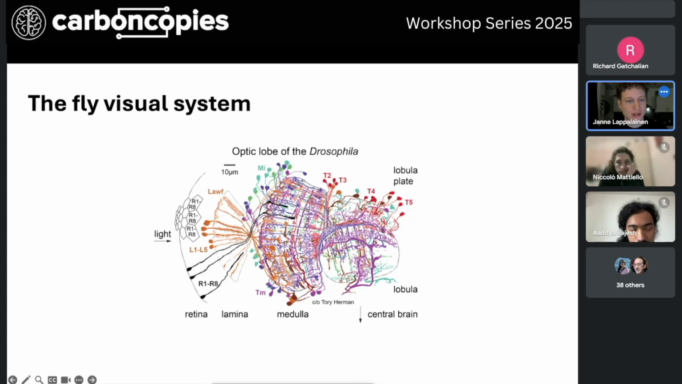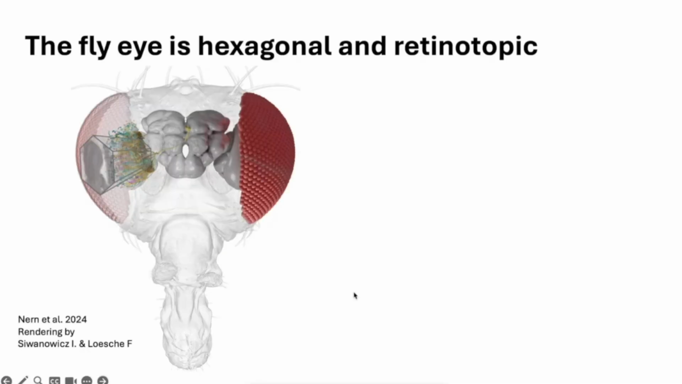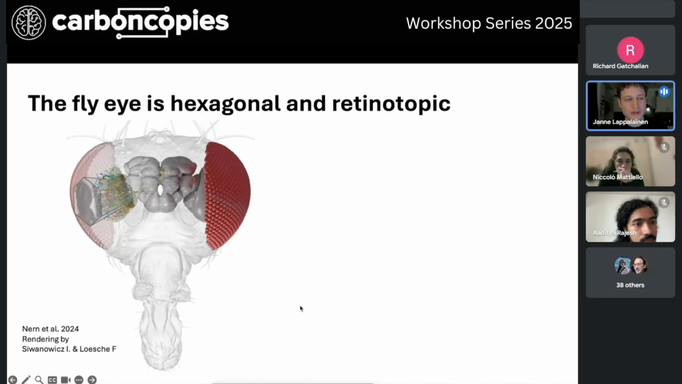All right, so this is the anatomy, and there is the hexagonal arrangement of these ommatidia, and there's a retinotopy, and we make use of both these features to build a model from the connectome, because the first thing is we can represent the model in a hexagonal lattice, and the second is that we can assign a coordinate in the input plane, so basically in this photoreceptor cell plane, to every single cell in the model, because it's retinotopic, right?